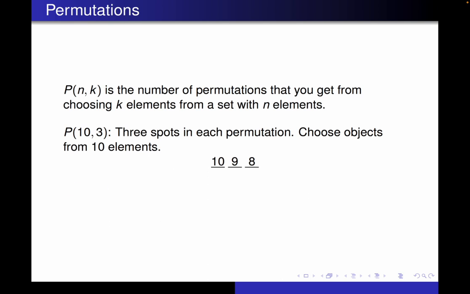And that's it. To figure out what P(10,3) is, I just use the multiplicative principle. I get 10 times 9 times 8. That gives me 720 permutations.